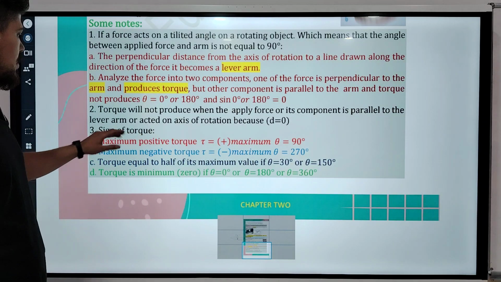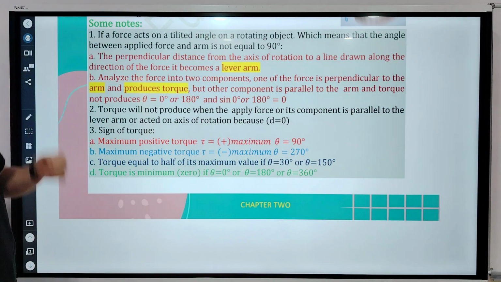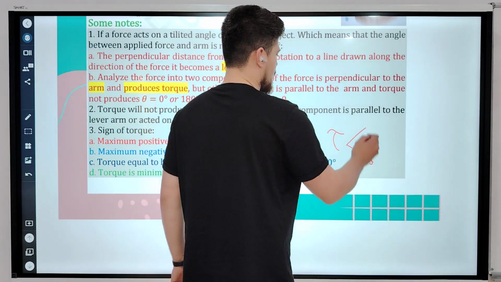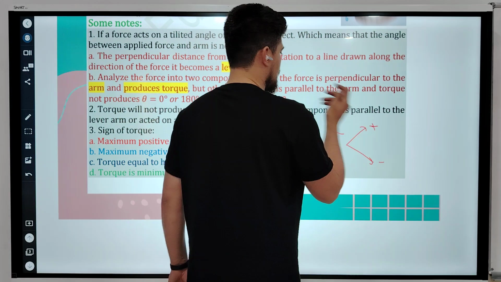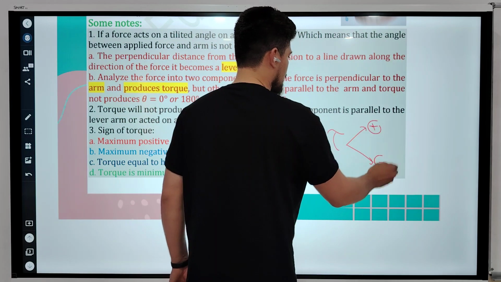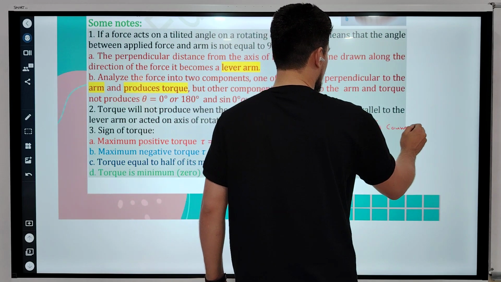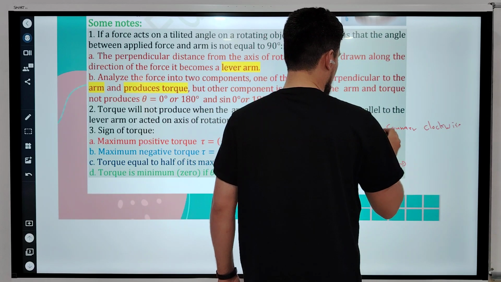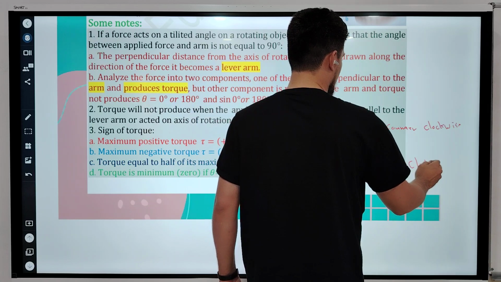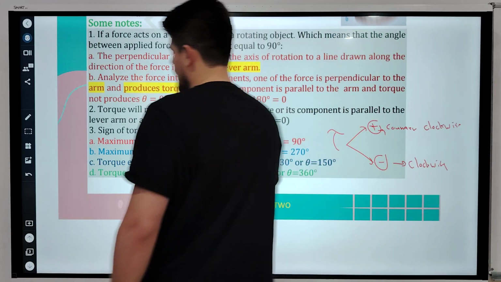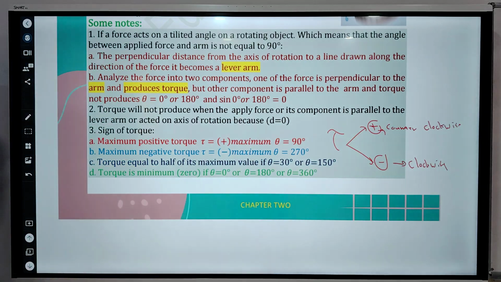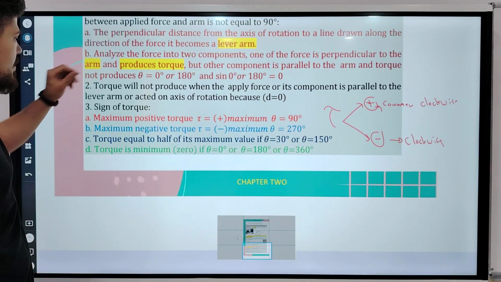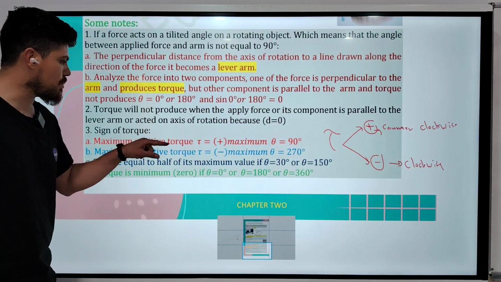The maximum positive sign of the torque is very important. The torque can be positive and negative. In the case of counterclockwise, it is positive. In the case of clockwise, the torque becomes negative. Actually, torque is a vector quantity, but in this book, we will deal with torque as a scalar quantity. Okay?